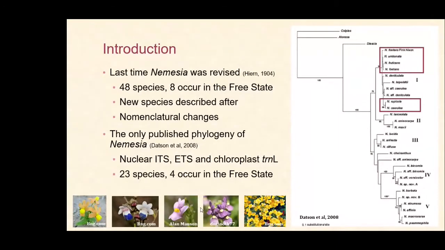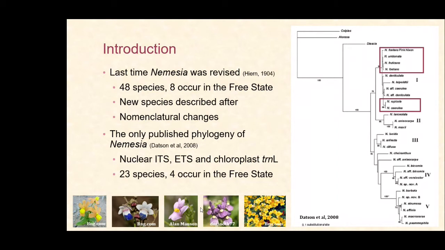And the revision included 48 species, of which 8 occur in the Free State. And not only have new species been described since, but some nomenclatural changes have been made to some of the species described by Hiern. For example, Nemesia flanaganae is a synonym of Nemesia albiflora.